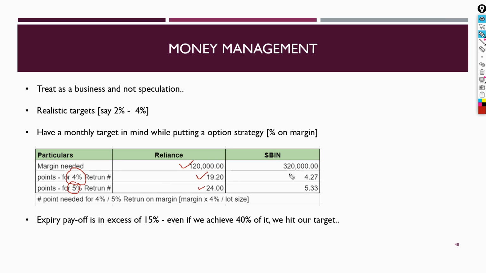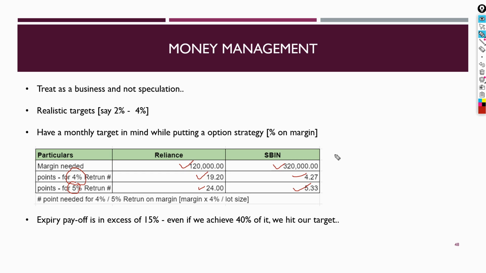Similar numbers for SBI: margin is 3,20,000, and for 4% return, we need 4 points profit, and for 5% return, we need 5.3 rupees profit. These points needed for 4 to 5% return are calculated this way: margin into 4% divided by the lot size. This way we get a proper direction of where we are heading and what our destination is. So knowing the target is very important, right?